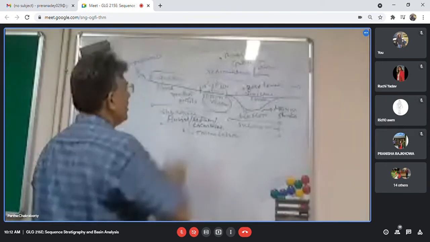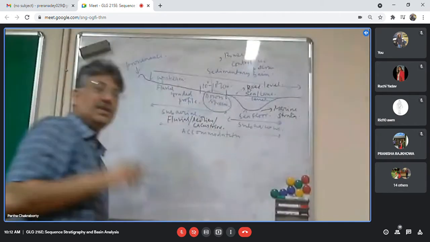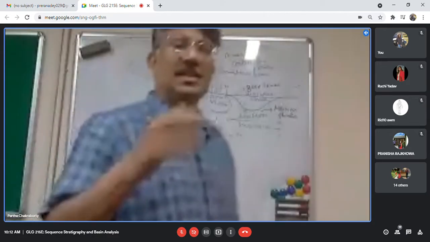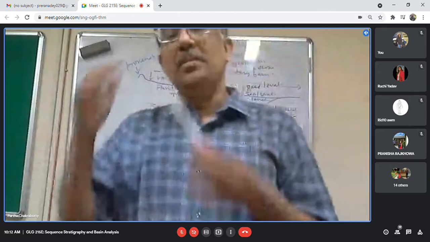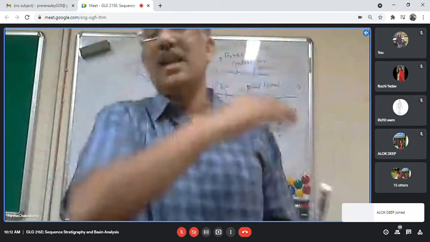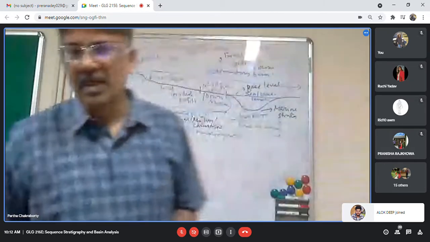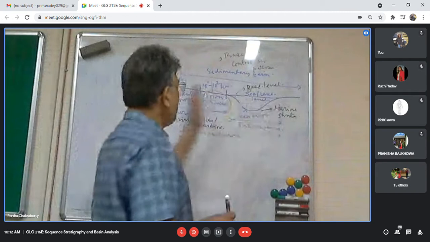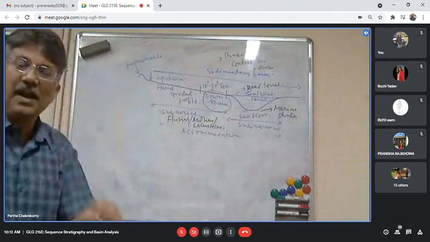Now, what will be the control upstream of that, which is essentially the fluvial? We will be discussing separately in detail how the climate and the water table are the major control in the further upstream part, which will come in the fluvial sequence stratigraphy. So there are different parts and they respond to different agencies.